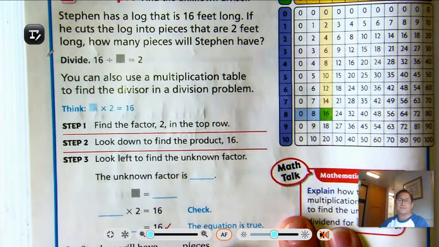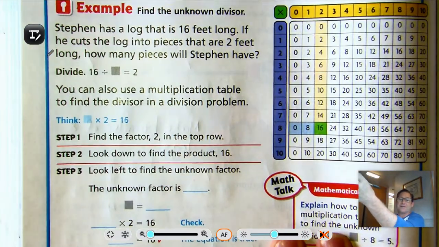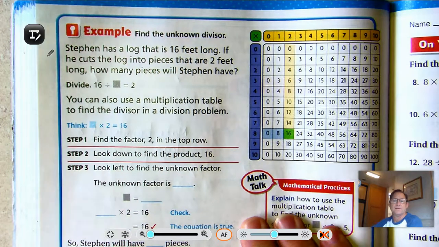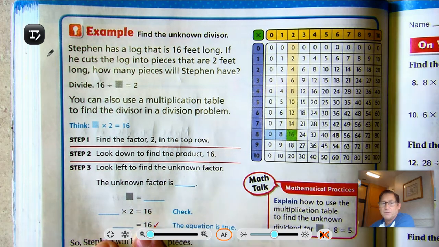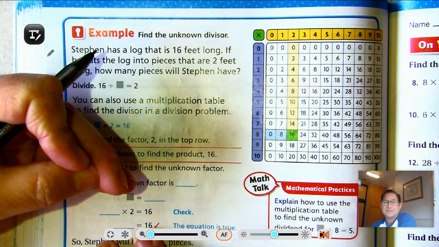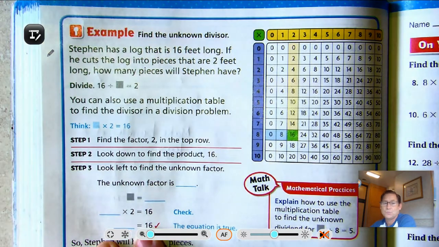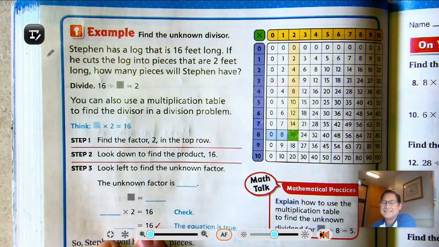Stephen has a log that is 16 feet long. If he cuts the log into pieces that are 2 feet long, how many pieces will Stephen have? So our problem is 16 divided by something is 2. It's asking us how many pieces of 2 he has. We can use a multiplication table to find the divisor in a division problem. Think, what number times 2 is 16?